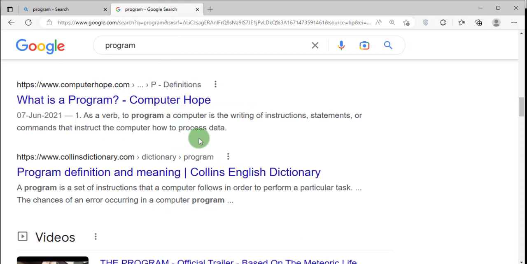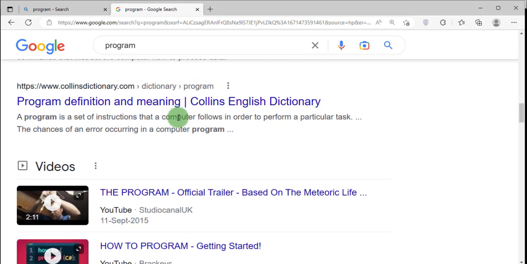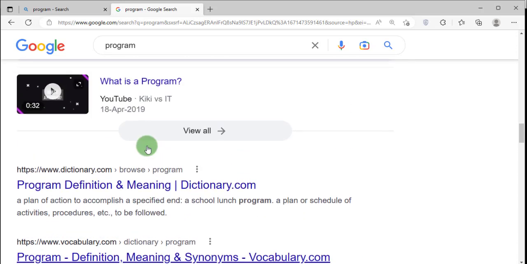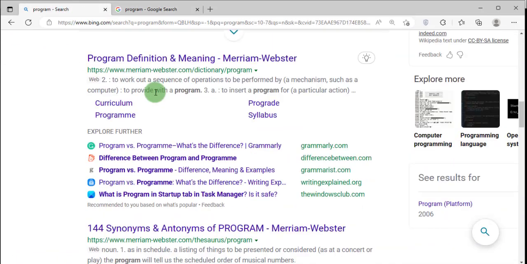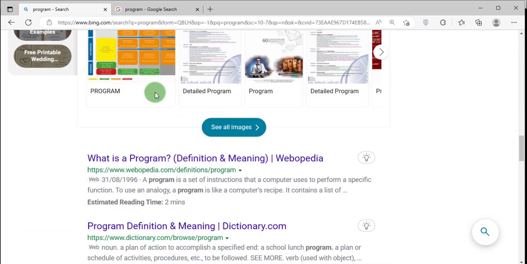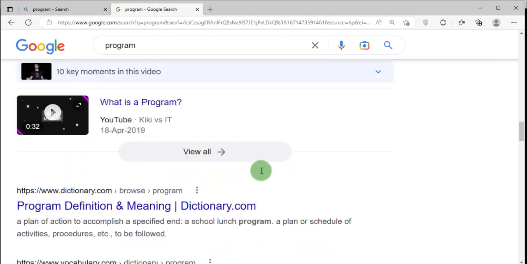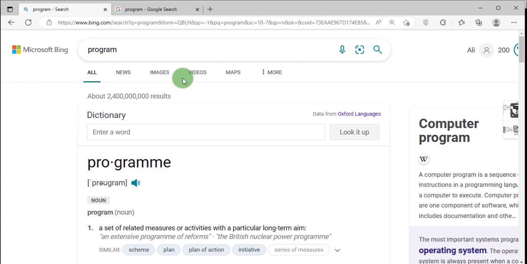This is computerhope.com, and it has given program in relation to computers. Collins Dictionary, again, is using computer program or computer words. We might have some videos on that: what is a program? So in this regard, we have done our online search or research about program.